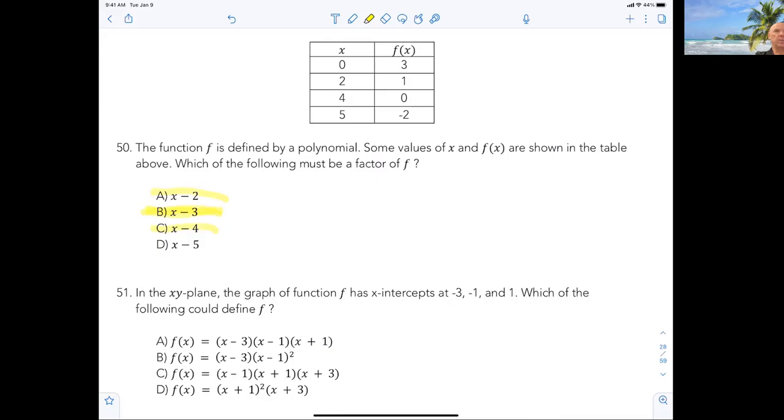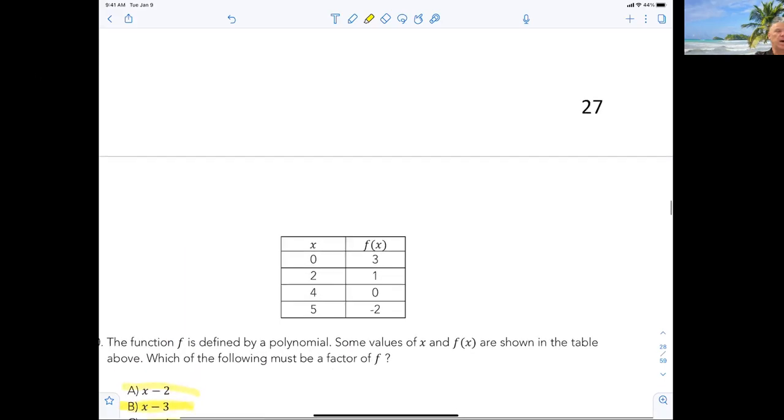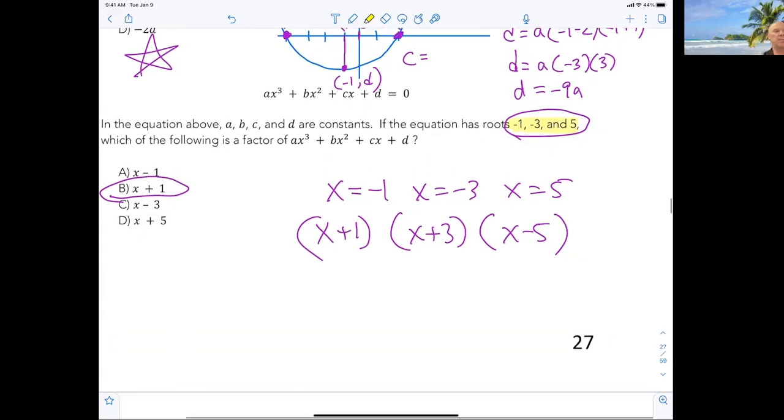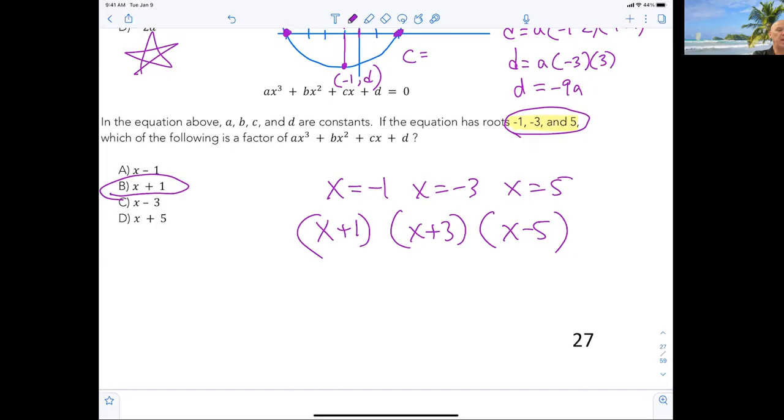All right, notice I'm going to show you the relationship now. Please, I'm going to scroll back to 49, and you're going to see if you understand better now. I said in 49 that the zeros or the roots are part of the factors. What does that mean? That means when x equals negative 1, what does y equal? 0. When x equals negative 3, y equals 0. When x equals 5, y equals 0.